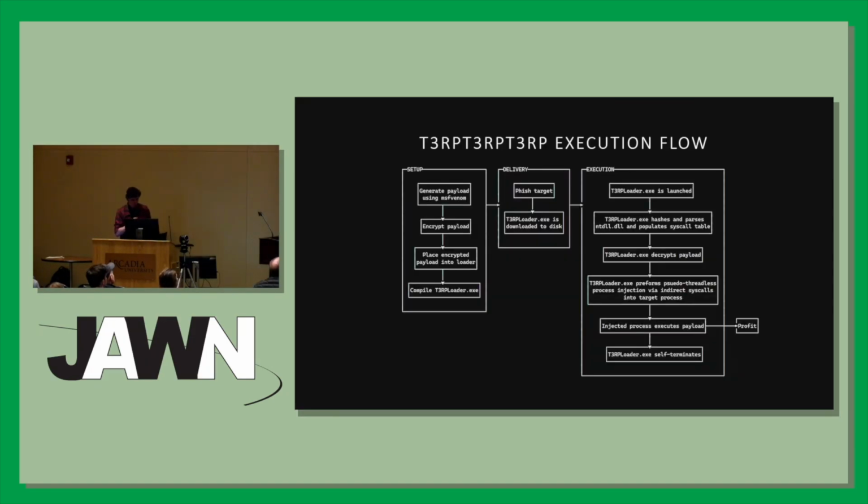Here's the execution flow of TerpLoader. It's broken down into three phases: setup, delivery, and execution. First, in the setup, we generate a payload using MSFvenom. This could be a reverse shell, it could be anything. I like reverse shells, and I'm going to show you one on the next slide. Then we encrypt the payload that was just generated, and place the encrypted payload into our loader. Then I compile and configure my targets in TerpLoader, and then I move on to the delivery phase.